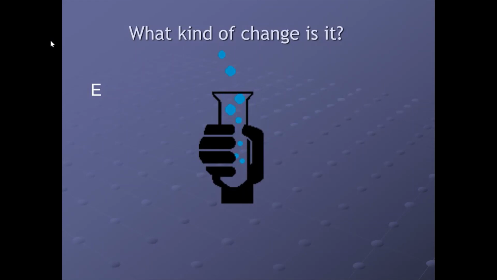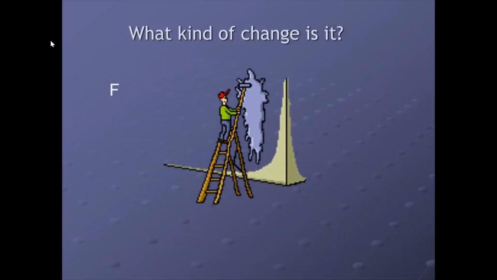And then this right here, what is this? This is a chemical change, right? Because you see the bubbles again are a sign that there's a chemical change happening. What kind of change is this right here? So this change that you see right here, if you answered physical, then you're right. This is a physical change.